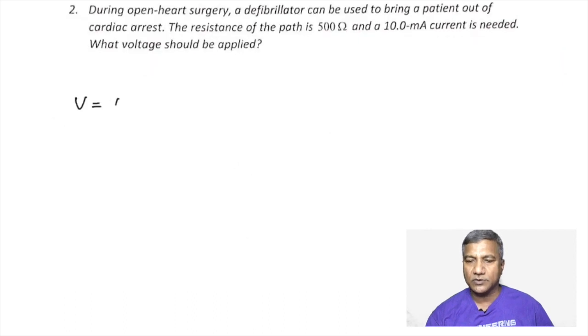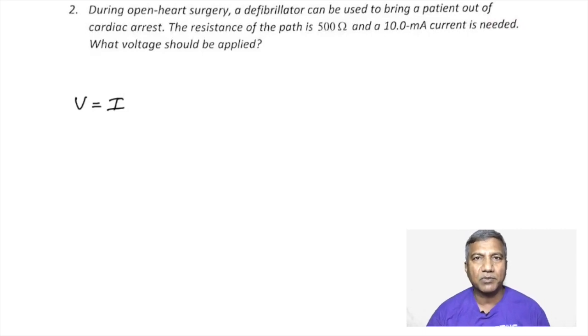Bringing us to the next question, which talks about an open heart surgery where the defibrillator is again used and the resistance of the path is 500 ohm and a 10 milliampere current is needed. What voltage should be applied? The resistance is given and the current is given. You're asked to find the voltage.